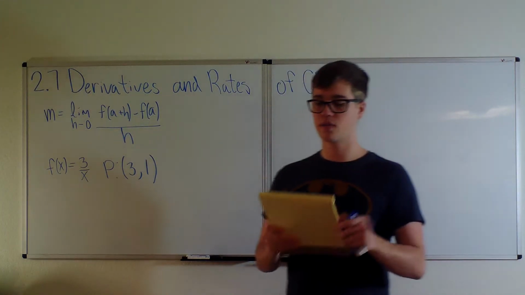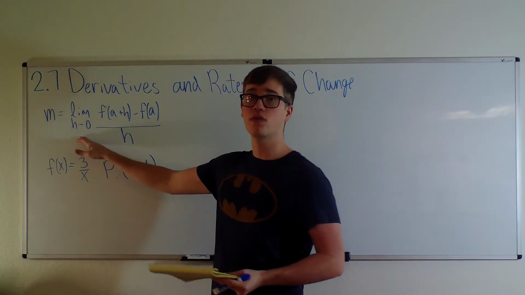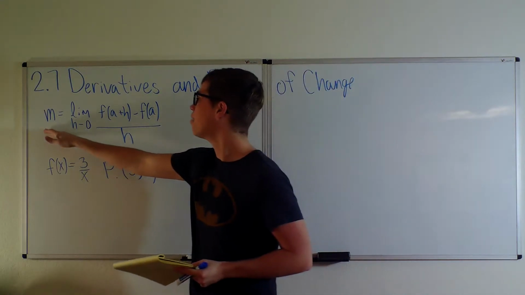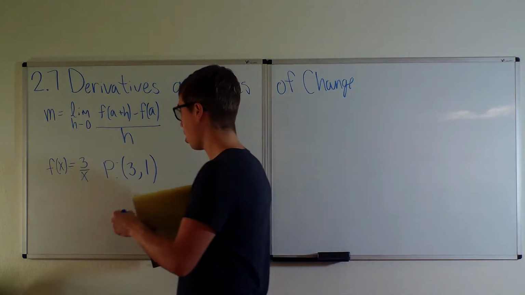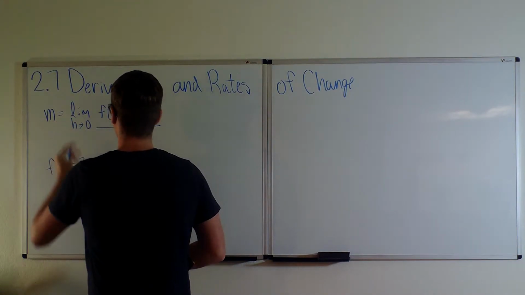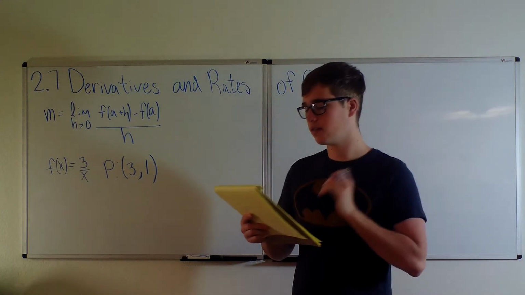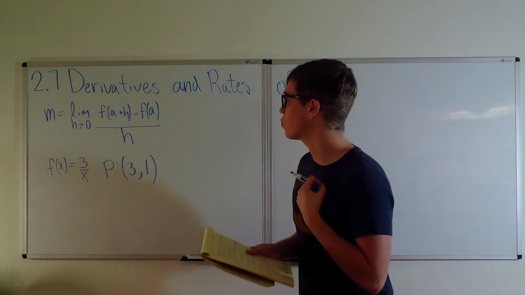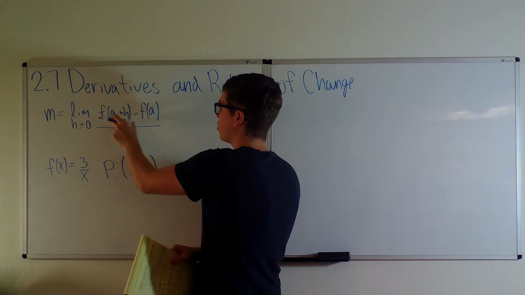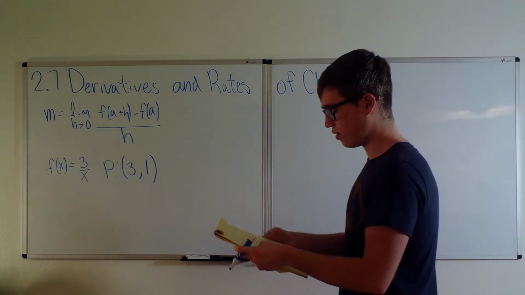Another way to find the tangent slope is with a very similar equation, and you're going to be using this one a lot because it's a lot more helpful than the previous one. m is equal to the limit as h approaches 0 of f(a plus h) minus f(a) all over h. As h gets close to 0, f(a plus h) gets very close to f(a), right? So let's do an example.